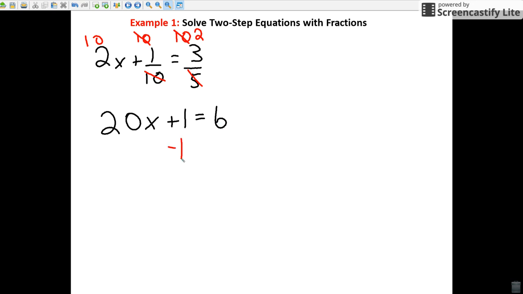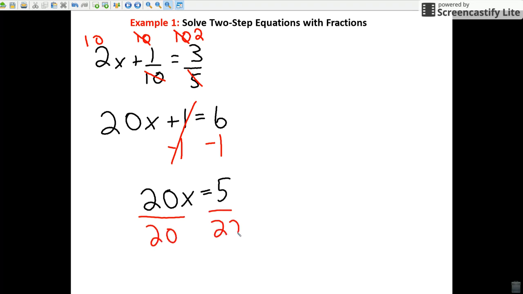We will minus 1 from both sides to eliminate the positive 1, leaving us with 20x equals 5. 20 times x, the opposite is to divide both sides by 20, leaving us with x equals 1 over 4, or if you were turning it to a decimal, it would be 0.25.